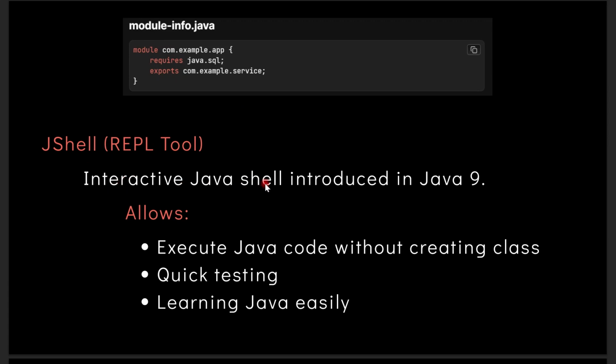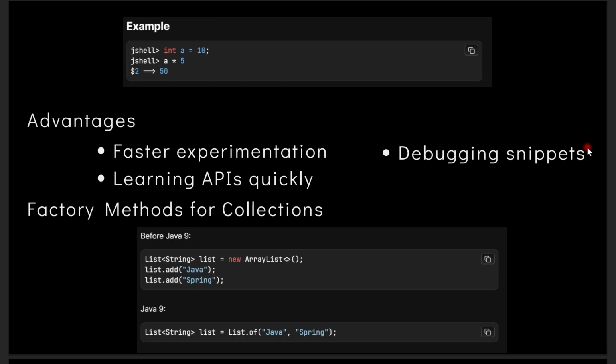So next one, JShell. The interactive Java Shell was introduced in Java 9. It allows you to execute Java code without creating a class, for quick testing and to learn Java easily. You can use JShell from the command prompt. So let me show you how you can do this.